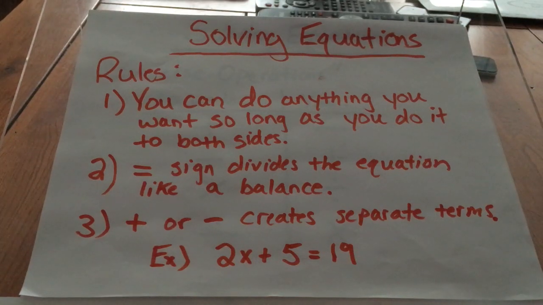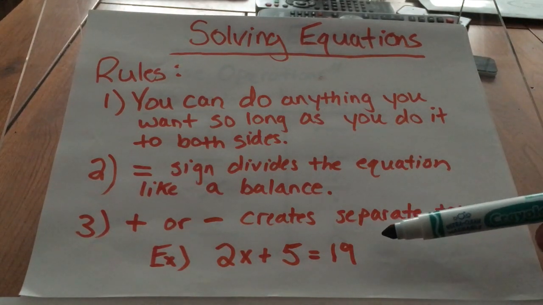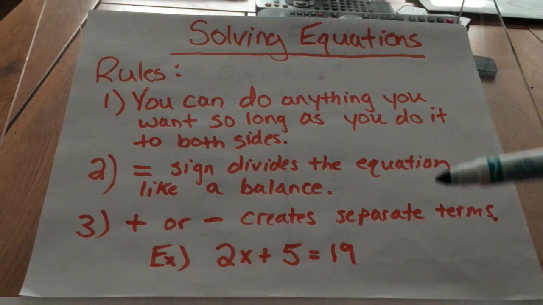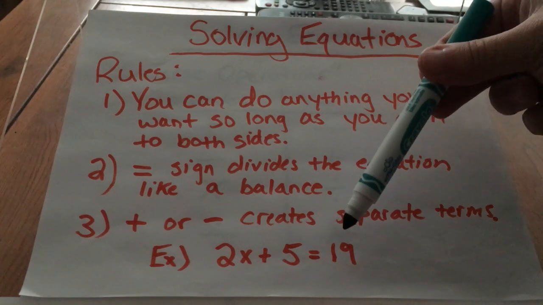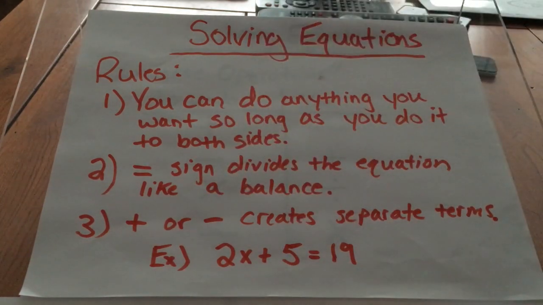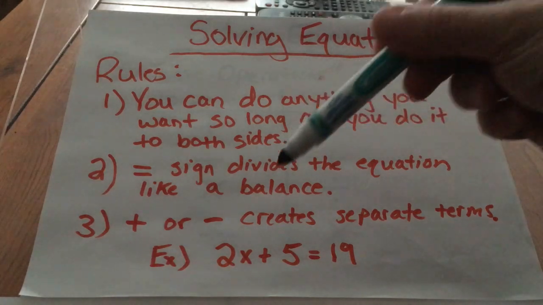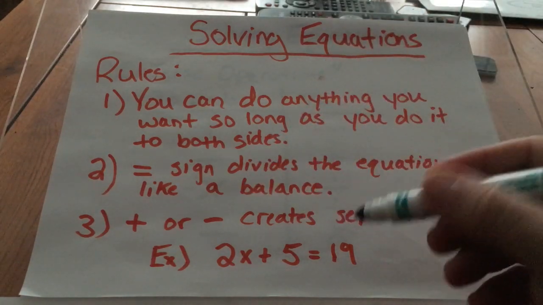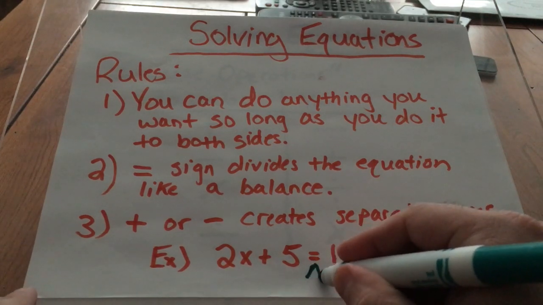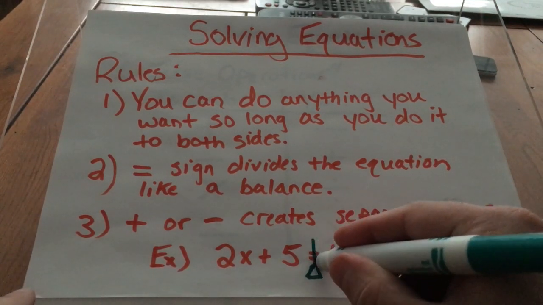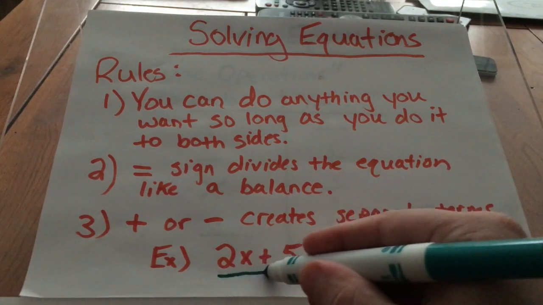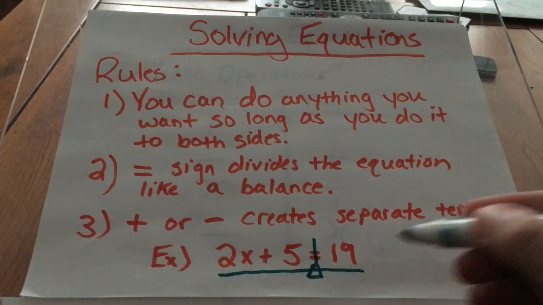So if you look, say, at this example that I have here, 2x plus 5 is equal to 19, what you have are three separate terms. You have the 19, you have the 5, and then you have the 2x. All right? So if you're looking at this equation, you can kind of think of it as a balance. You can put your little fulcrum right here. This is your fulcrum, and here is your equation.